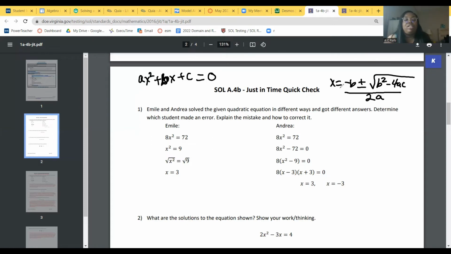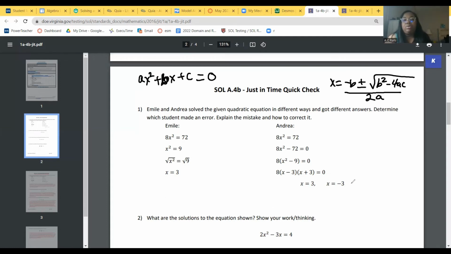Emil and Andrea solved the given quadratic equation in different ways and got different answers. Determine which student made an error, explain the mistake, and how to correct it. So we look at Emil. The first step he did was divide by 8 and then take the square root of both sides and got one answer, 3. And look at Andrea. She brought everything over to the left and then she factored. After she factored, she solved and got x is equal to 3 and x is equal to negative 3.